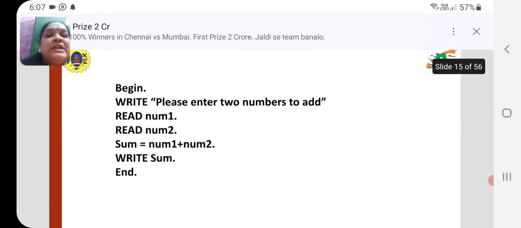So this is the pseudocode. You will start with begin. Write is an instruction. Read number 1, read is another instruction. Sum is equal to num1 plus num2, and display, or you can make it write.